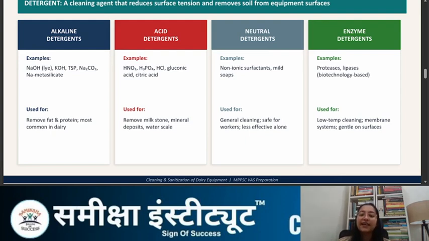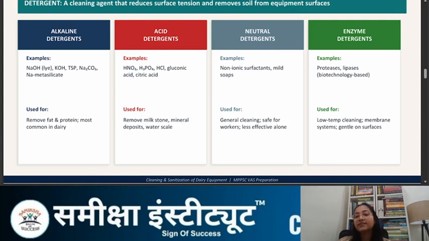Apart from the acid and alkaline detergents, we also have the neutral detergents. These are non-ionic surfactants and mild soaps, generally used for mild cleaning. These are safe for the workers, but less effective if used alone. If we only use neutral detergents, they are not very effective for the cleaning and sterilization of milk equipment, but they are safe for the handlers and the workers who use them.